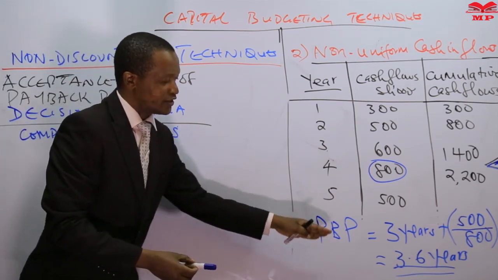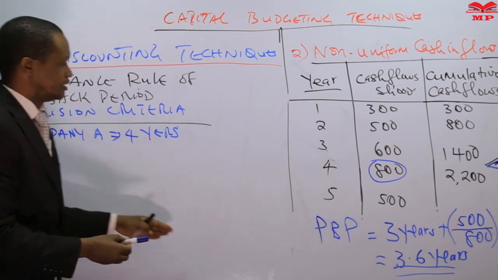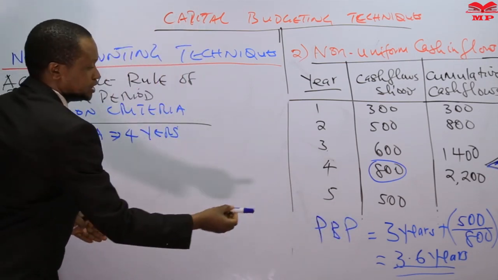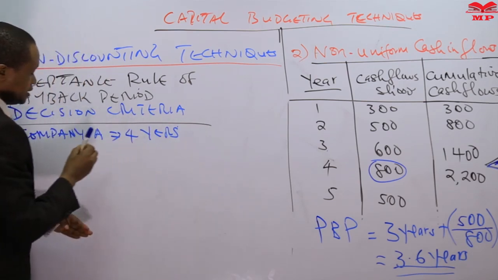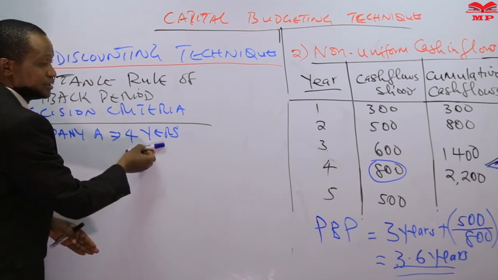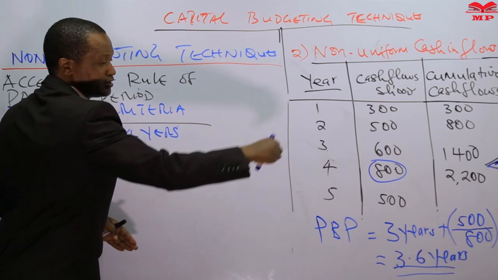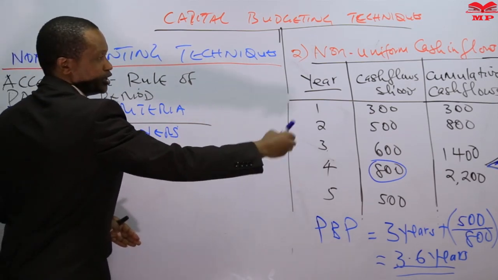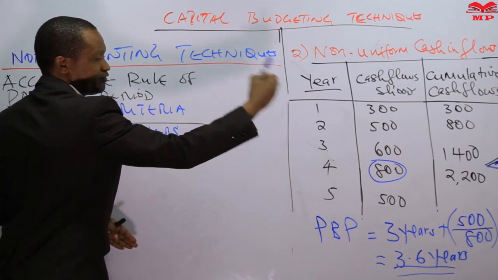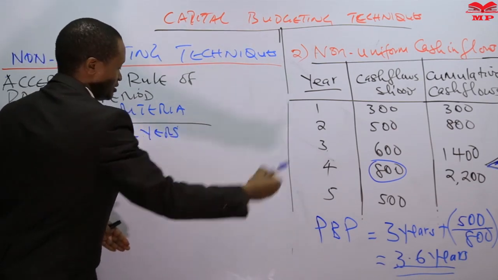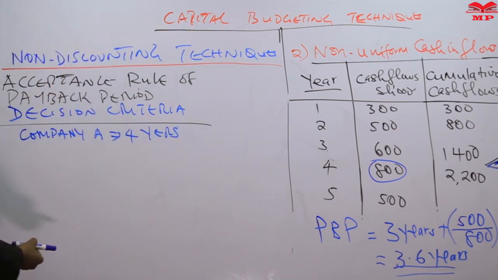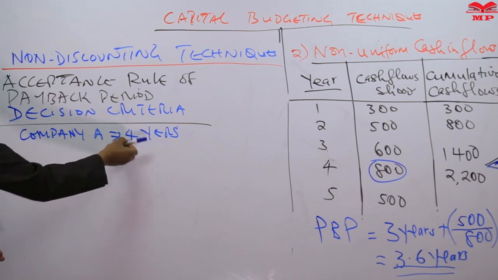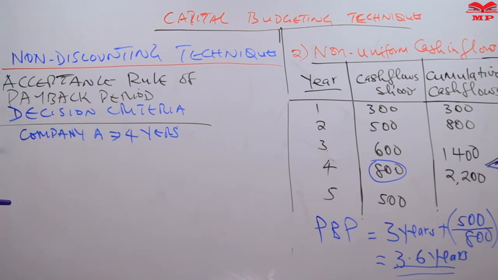Okay, the project will have been recovered after 3.6 years. That means that that period is lower than the one set by the company. That project pays faster. That project will repay itself faster. So that's how you do it. Where a company has a set period, then that's how you determine it. That is one scenario.